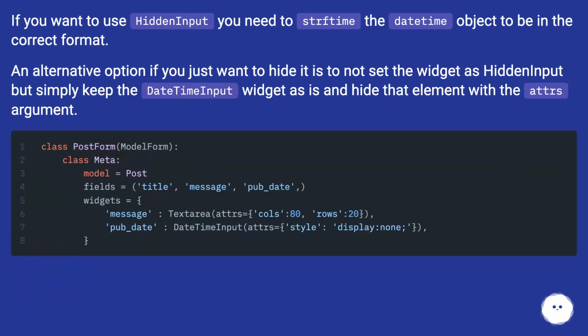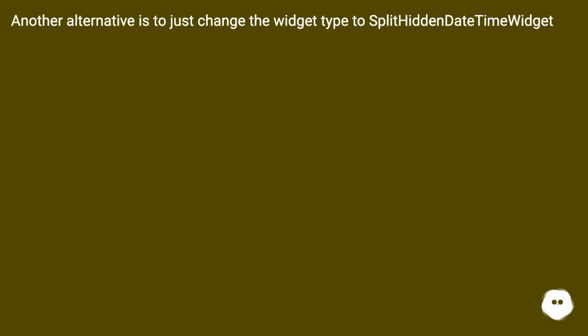An alternative option, if you just want to hide it, is to not set the widget as a hidden input, but simply keep the DateTimeInput widget as is and hide that element with the attrs argument. Another alternative is to just change the widget type to the SplitDateTime widget.